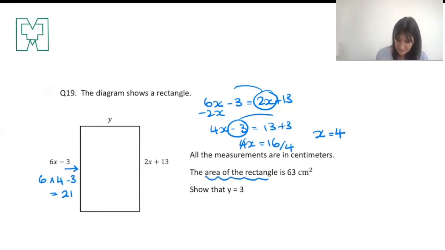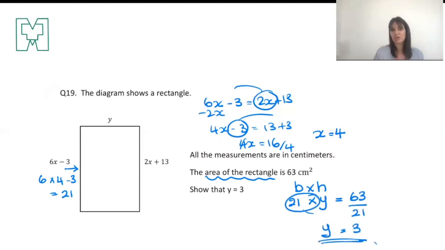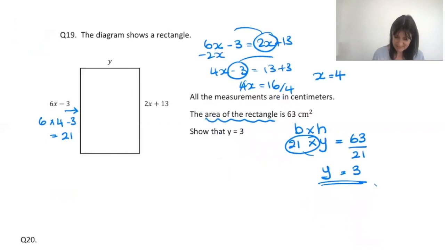The area of the rectangle is base times height. We know that one of the edges is 21. We times y by the 21, we know it's going to give us 63. So I'm going to divide through by my 21 and y equals 3, and that shows that y is 3. It's got to be 3 because 21 times 3 is 63. Hopefully that has gone reasonably well for you.